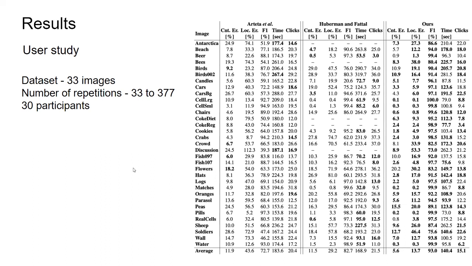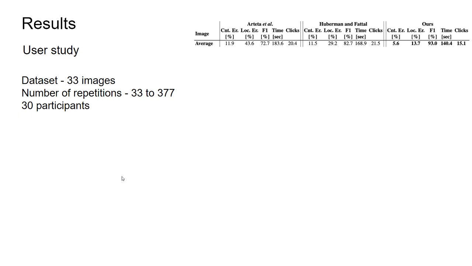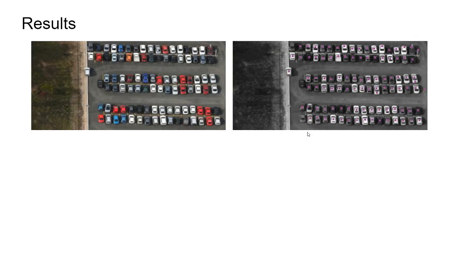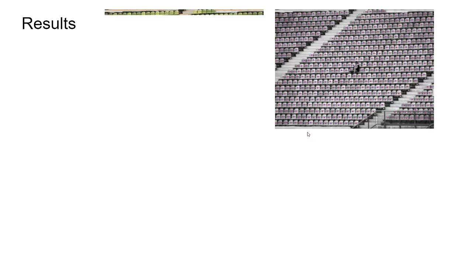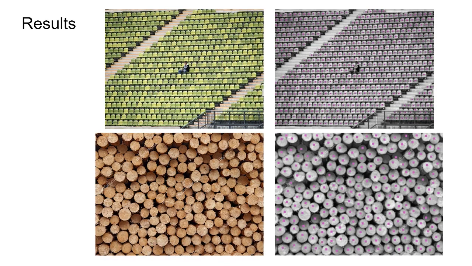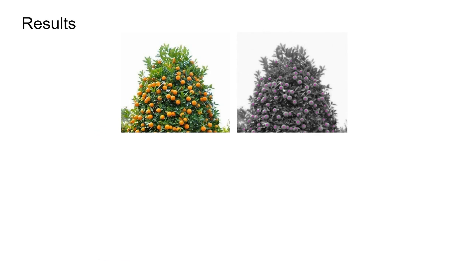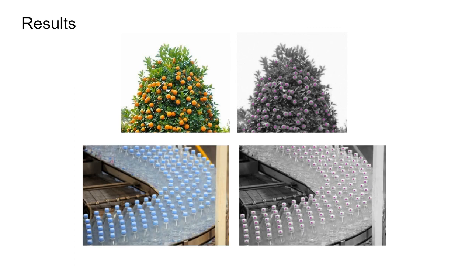As you can see here, our method has half the counting error percentage on average compared to the competitive algorithms. In terms of localization error, our method also achieves the best accuracy by a large margin. Additional information about the algorithm details, the user study, and more evaluations can be found in the paper and in the provided supplementary material. The dataset we collected is also available online.